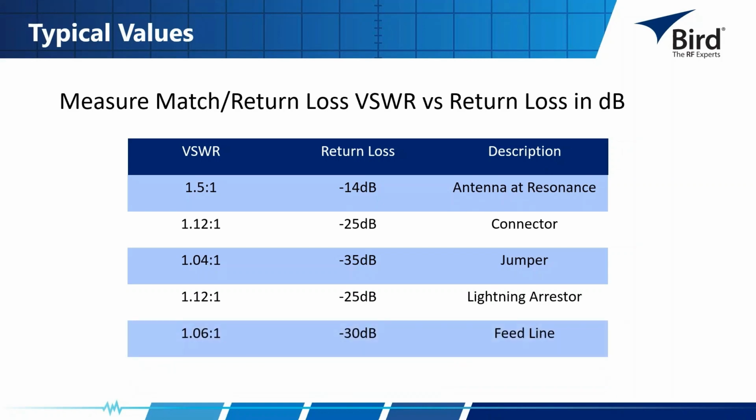And finally, the feed line itself, or your transmission line, or coax. A good coax will generally measure 1.06 to 1 on the VSWR scale, minus 30 dB on the return loss scale. And as I noted above, these are typical values for a specific connector by a specific manufacturer, or any of these components. You'll want to check the manufacturer's specification, because they will make a difference.